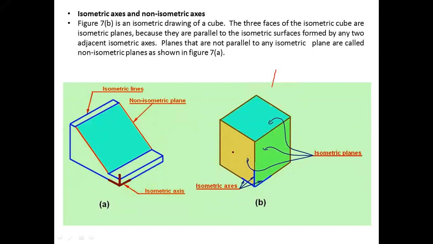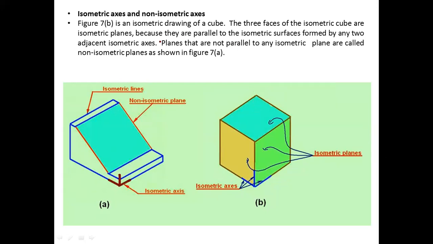Okay, these three faces, 1, 2, and 3 of the isometric cube are isometric planes, because they are parallel to the isometric surfaces formed by any two isometric axes, like this. This green one is the isometric surface. This whole plane can be termed as an isometric plane. Understand? The plane which is in an isometric surface is called an isometric plane. Here we have three isometric planes because they are parallel to the surface generated by isometric axes.